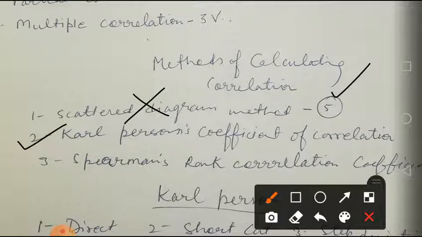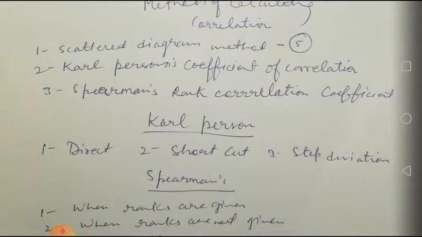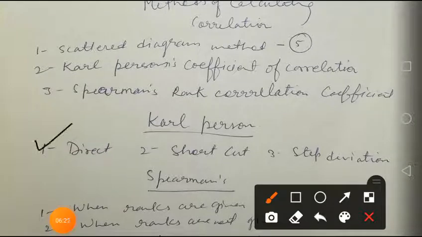The second is Karl Pearson's coefficient of correlation, and the other is Spearman's rank correlation coefficient. Under Karl Pearson's coefficient of correlation there are 3 methods of calculating correlation. The first is the direct method, the second is the shortcut method, and the third is the step deviation method. For calculating the values of the correlation we use these approaches.